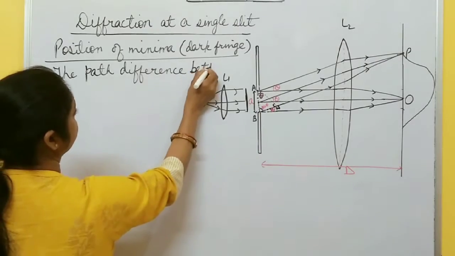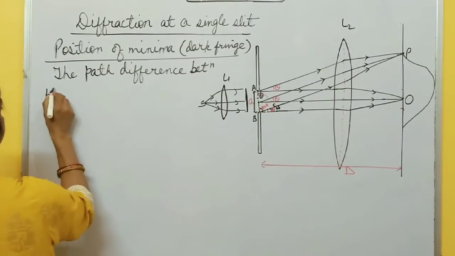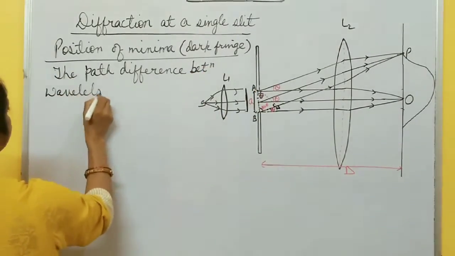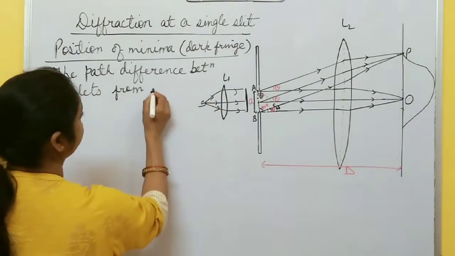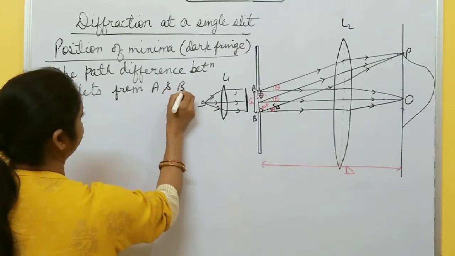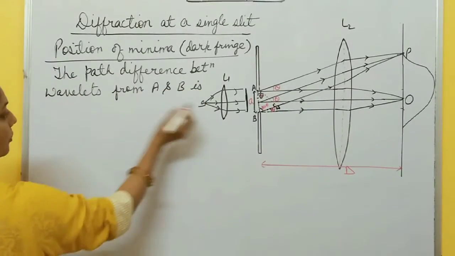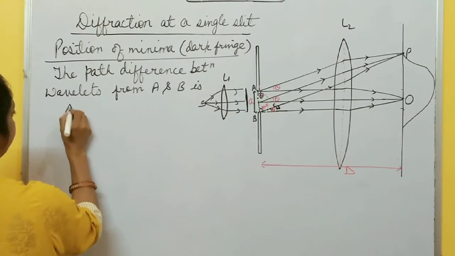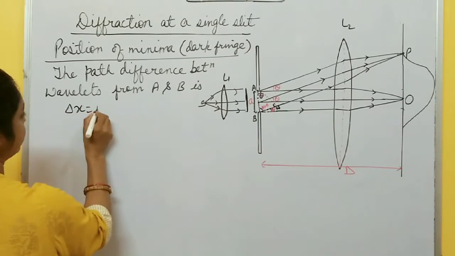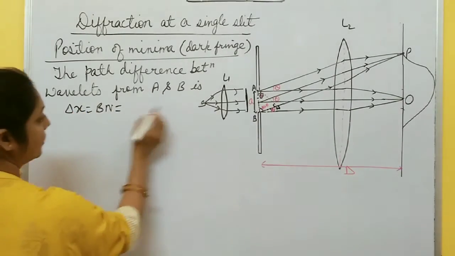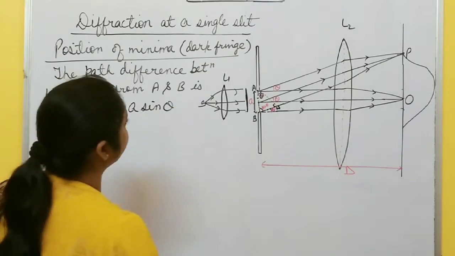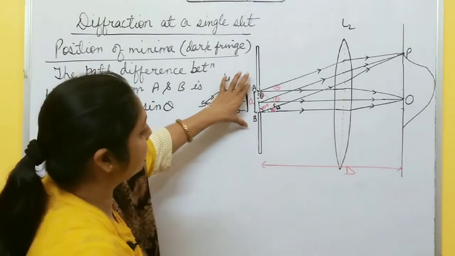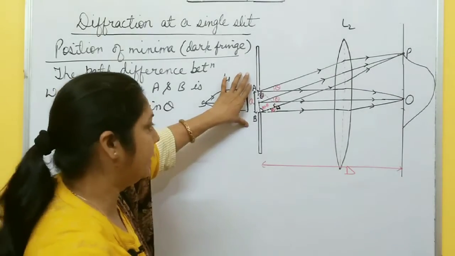So you can write the path difference between wavelets from points A and B as delta x equal to BN, which is equal to a sine theta. This is the path difference between the wavelets from points A and B.